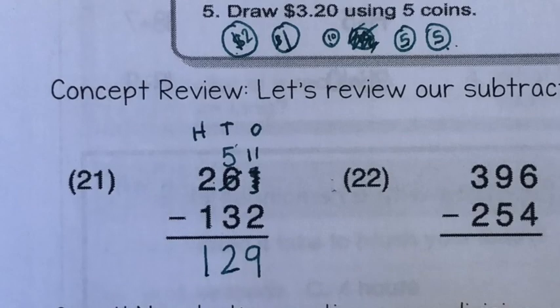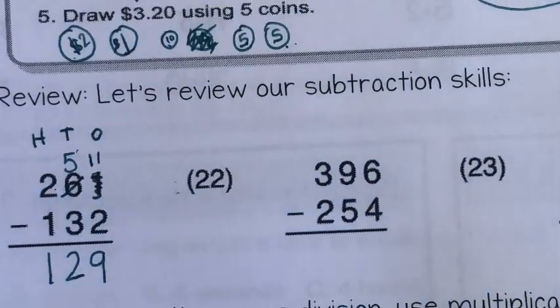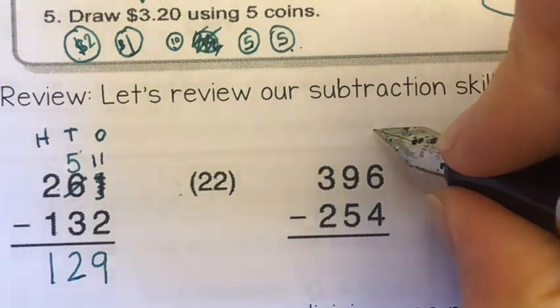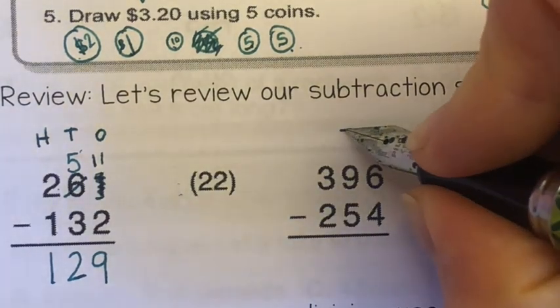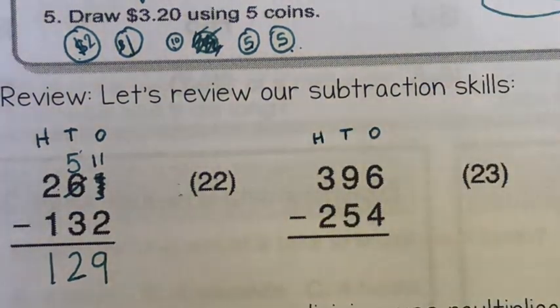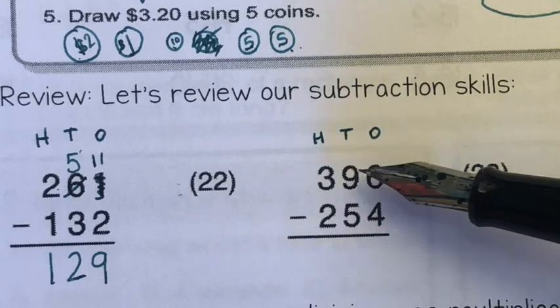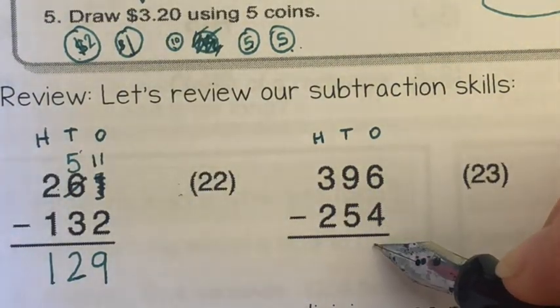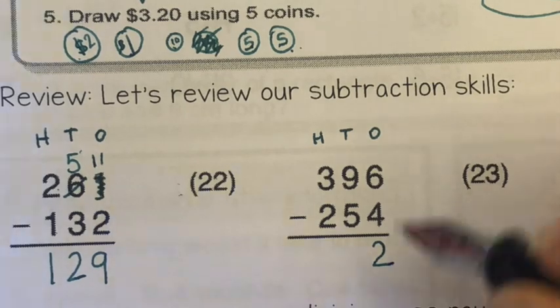All right, now I'm going to move on to the next question. For this one, I'm going to use Grandma and Grandpa's way. But I know that I don't have any regrouping to do. Think about it. These numbers are all bigger. I don't have to do any borrowing. I can just subtract my ones, subtract my tens, subtract my hundreds. So let's do it. 6 subtract 4 is 2.